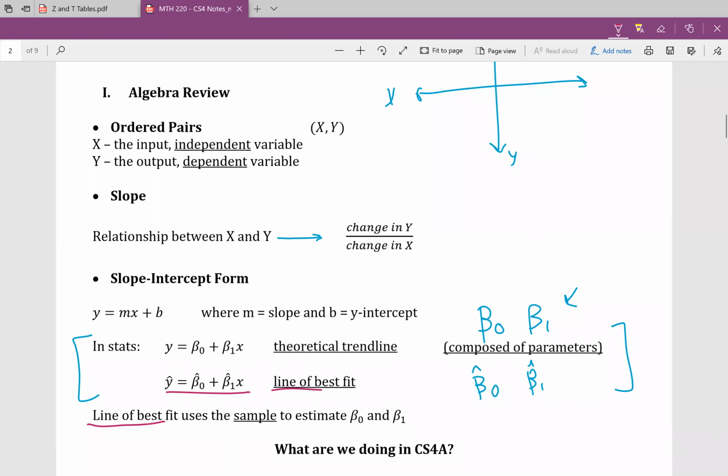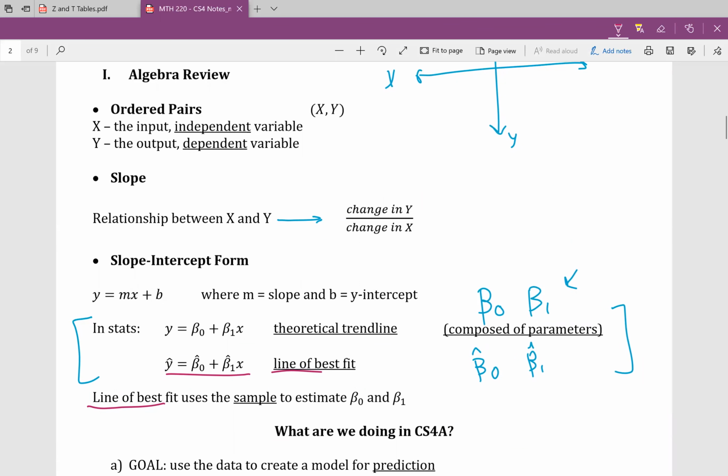What are we doing in case study 4? The goal of case study 4 is to use the data to create a model for prediction. In the past, we have built a confidence interval for a range of guesses on our parameter, or we've run a hypothesis test in order to test a certain parameter. Now we're going to create a model in order to try and predict what can happen in the future.